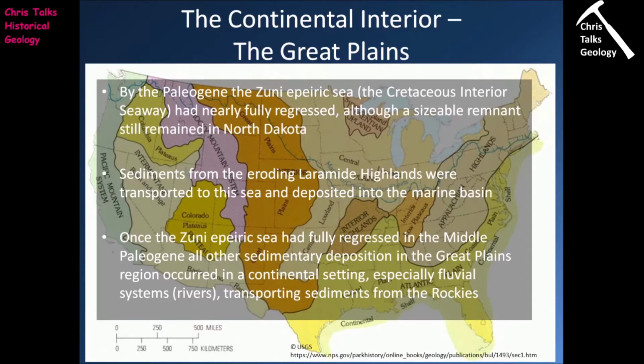Now, once the Cenozoic Sea had fully regressed, this is in the Middle Paleogene, all the other sedimentary deposits in the Great Plain region essentially are going to occur in a continental setting, and by far and away the most common continental setting are going to be fluvial sediment. So we're going to have river systems cutting across the Great Plains here, spreading sediment around all over the place. And of course, that sediment's going to be sourced from the erosion of the Rocky Mountains, and that sediment is going to be transported across the Great Plains, and it's going to primarily move down here towards the Gulf Coast.